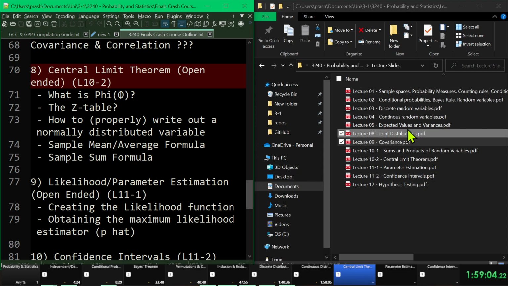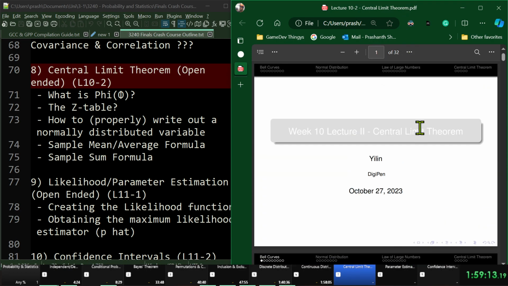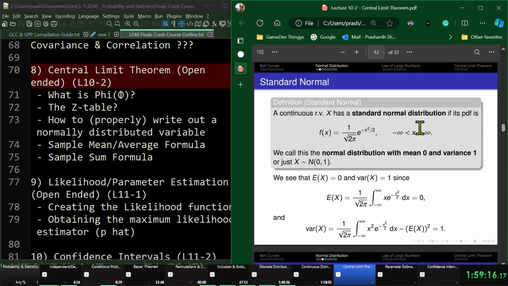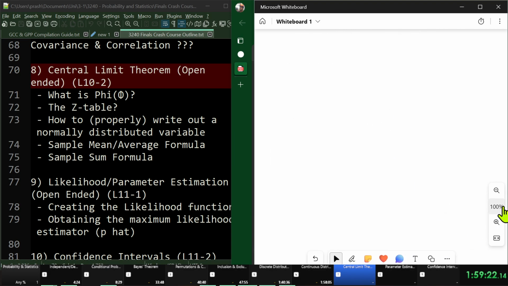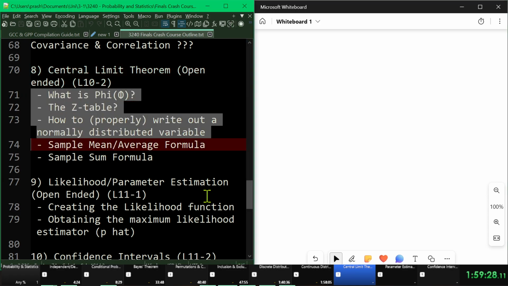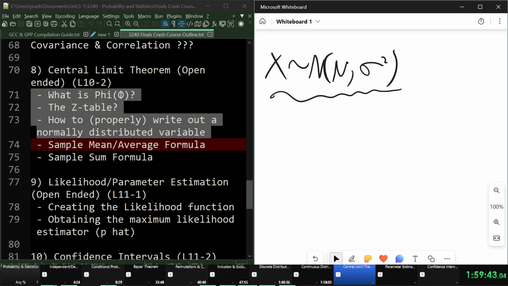Okay, next. CLT. Let me make it a one screen thing. Then we go here. I mentioned what phi is. I've talked about the z-table. I've already mentioned that this is how you indicate a variable that is normally distributed. You have mean mu, and you have variance sigma squared. So this is the main way to write one variable that is normally distributed.